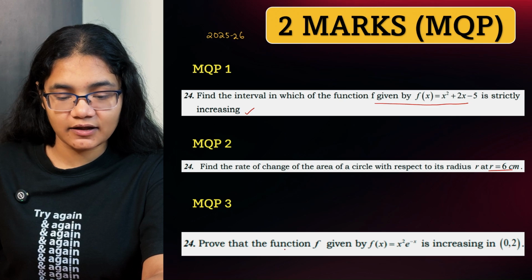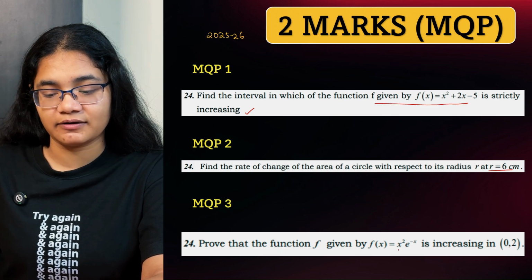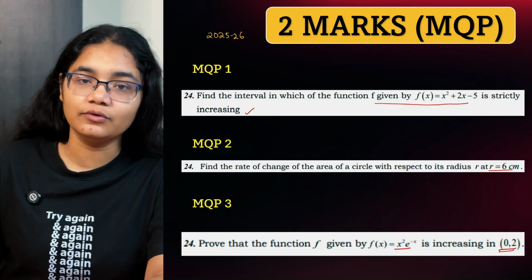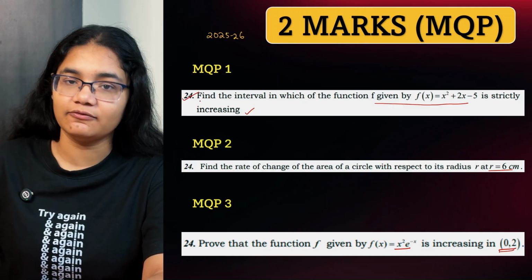Okay, next, prove that the function f given by x square minus e to the power of minus x is increasing in the range 0 to 2. This is similar to question number 24.